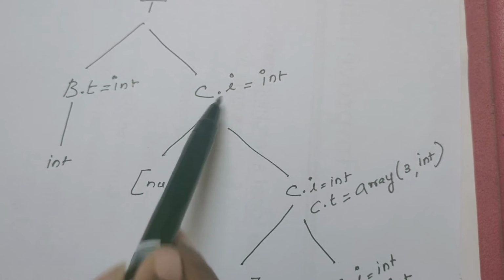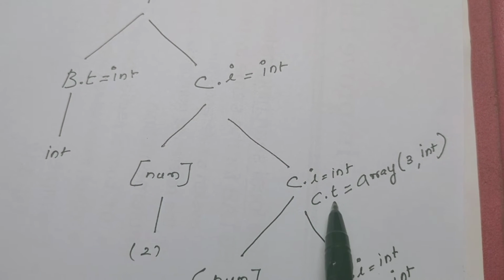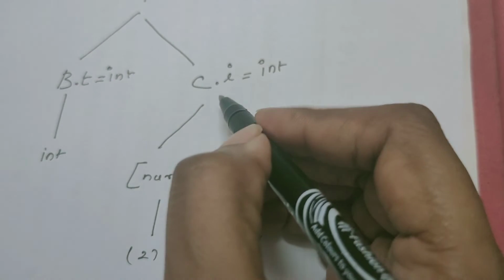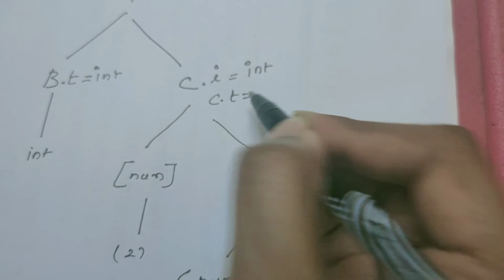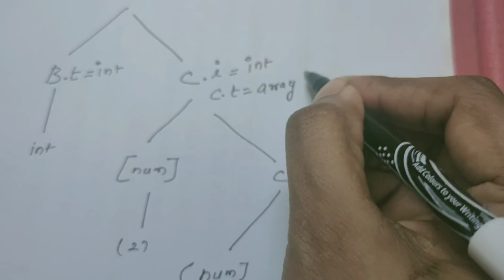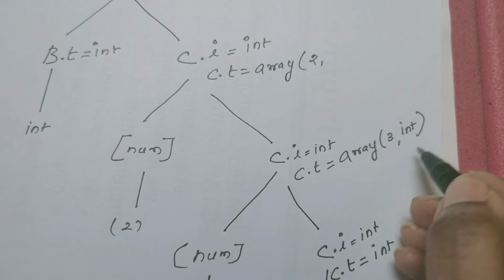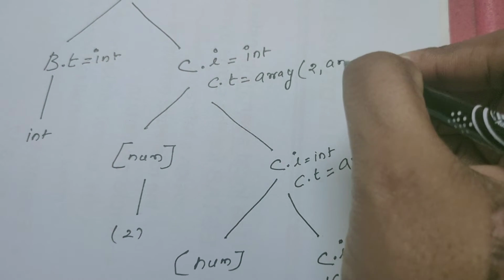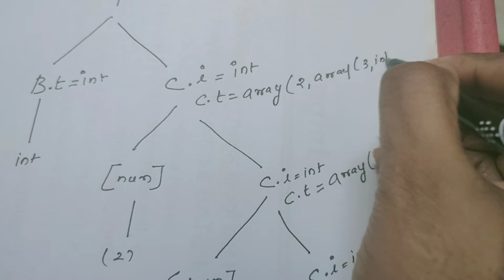So the parent node has two child nodes. One is number, another one is this. This is a synthesized attribute, right? So here what is being synthesized? C dot T is equal to, again the name of the operator is array. The number is 2. What is the other value? It is nothing but array of 3 comma integer.